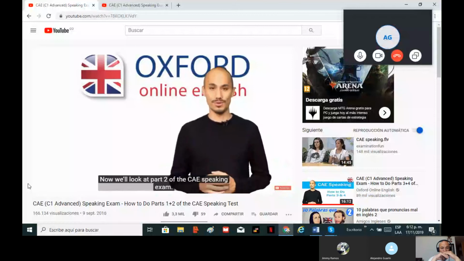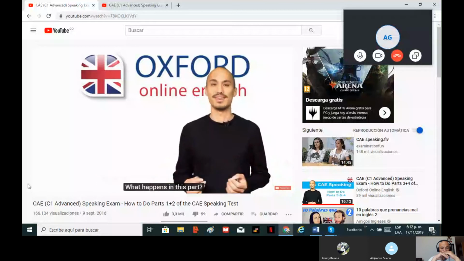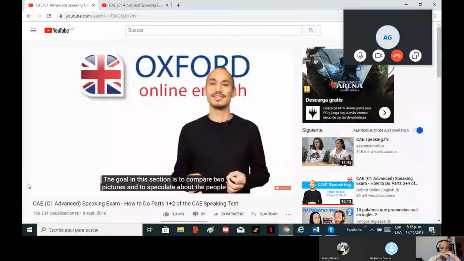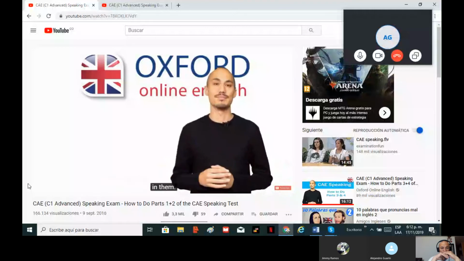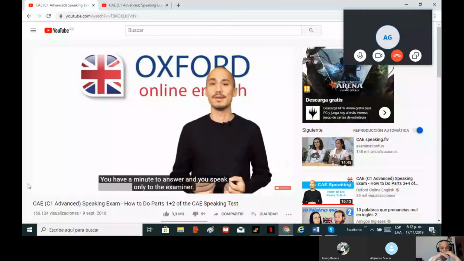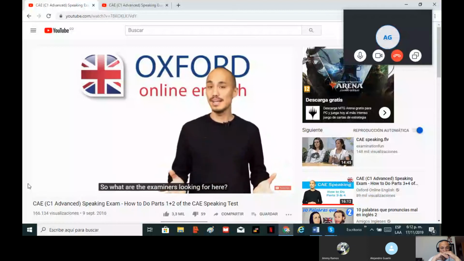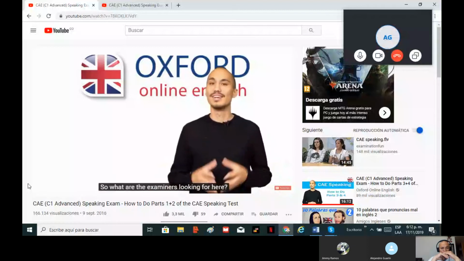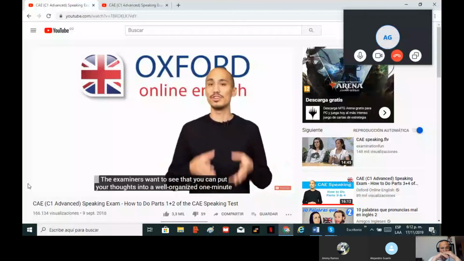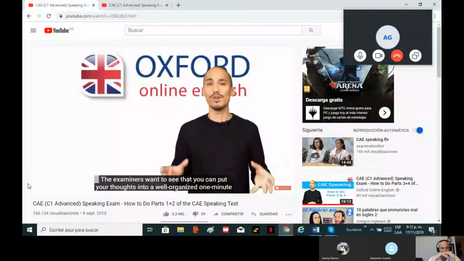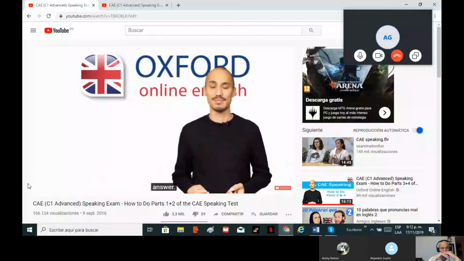Now we'll look at part 2 of the CAE speaking exam. What happens in this part? The goal in this section is to compare 2 pictures and to speculate about the people in them. You have a minute to answer, and you speak only to the examiner. So what are the examiners looking for here? The examiners want to see that you can put your thoughts into a well-organised 1-minute answer.